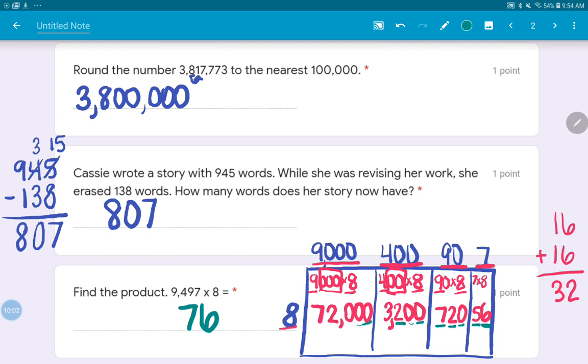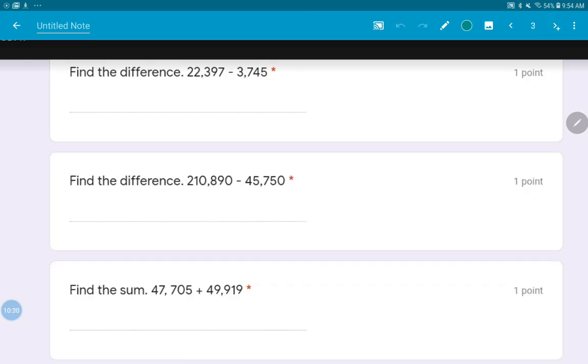700s plus 200s makes what? 9. Okay. Now if I go to my thousands, I have 3,000s plus 2,000s. That makes 5. I'm going to go ahead and put my comma so I don't forget. And then how many 10,000s do I have? 7. So what's the product? 75,976. Very good. 75,976. I got the hundreds wrong.